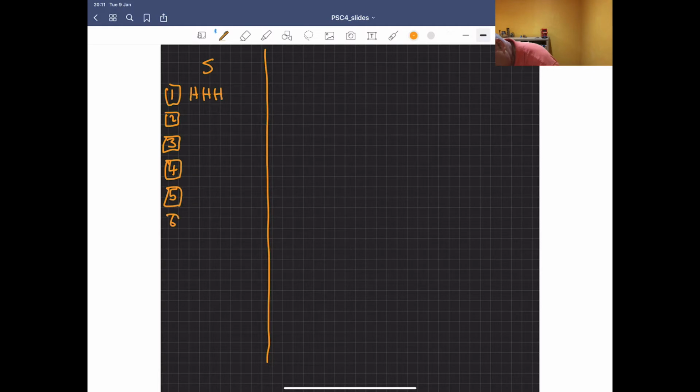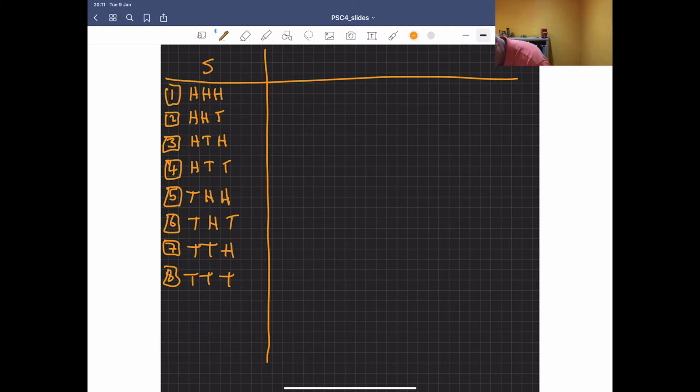So our sample space in this case, well, you could have head, head, head. That's the first possibility. And altogether we're going to have 8 possibilities. So here's our 8. And here's going to be head, head, tail. Head, tail, head. Head, tail, tail. Tail, head, head. Tail, head, tail. Tail, tail, head. Tail, tail, tail.